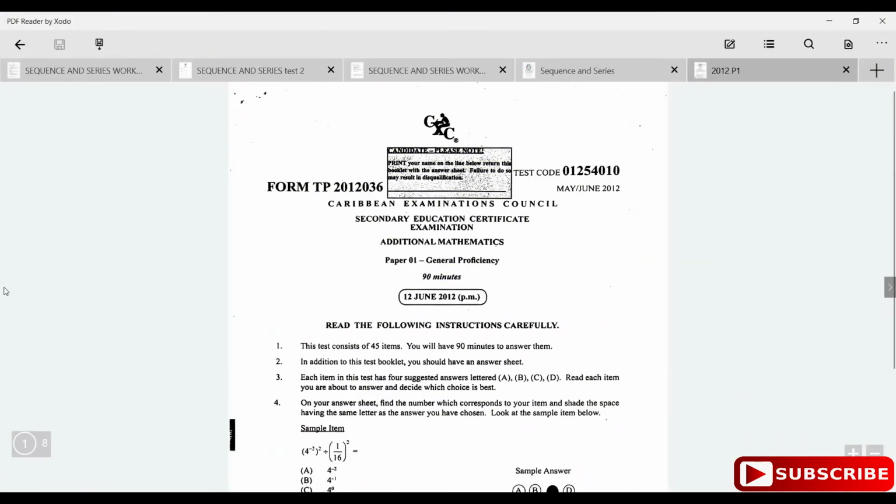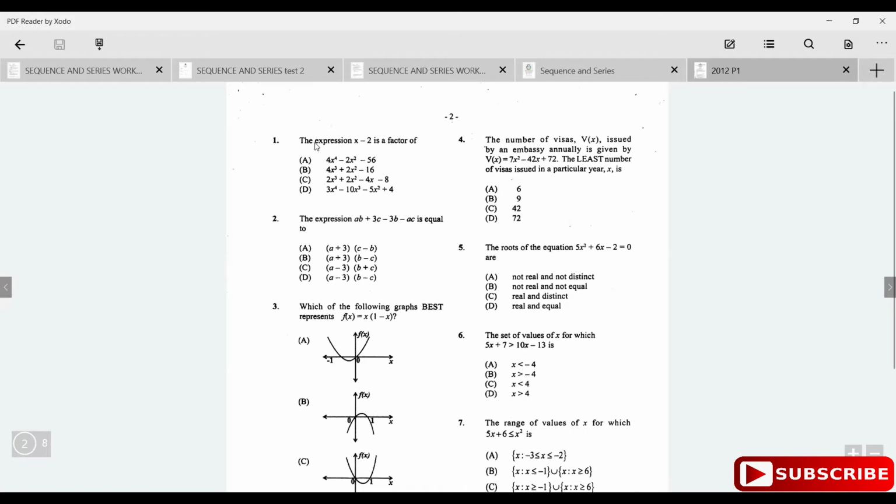Additional Mathematics Paper 1. The AdMath Paper 1 started in 2012, and so there is no paper before this date. So with that being said, let's start. The first question says, the expression x minus 2 is a factor of which one of these expressions?